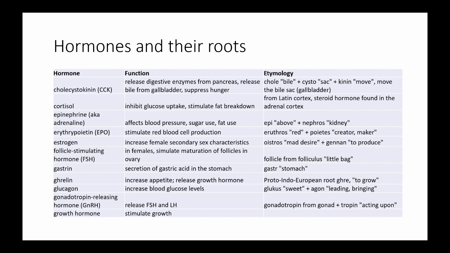Ghrelin increases appetite and releases growth hormone. The word ghrelin comes from the Proto-Indo-European root gray, meaning to grow. Glucagon increases blood glucose levels. It comes from glucose, meaning sweet, plus agon, meaning leading or bringing.